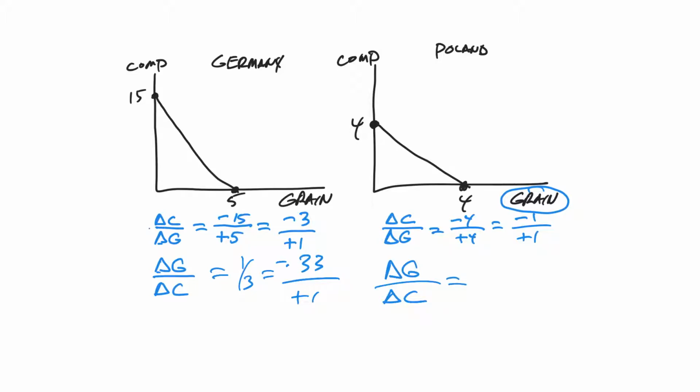What's the reciprocal of 1? Well, that's pretty easy. It's just 1, so nothing changes there. Okay, so 1 computer in Germany costs 0.33 grain. 1 computer in Poland costs them 1 grain. So the lowest opportunity cost is 0.33. Germany has the comparative advantage in producing computers. And I will go ahead and circle that there so we can remember who's producing what.